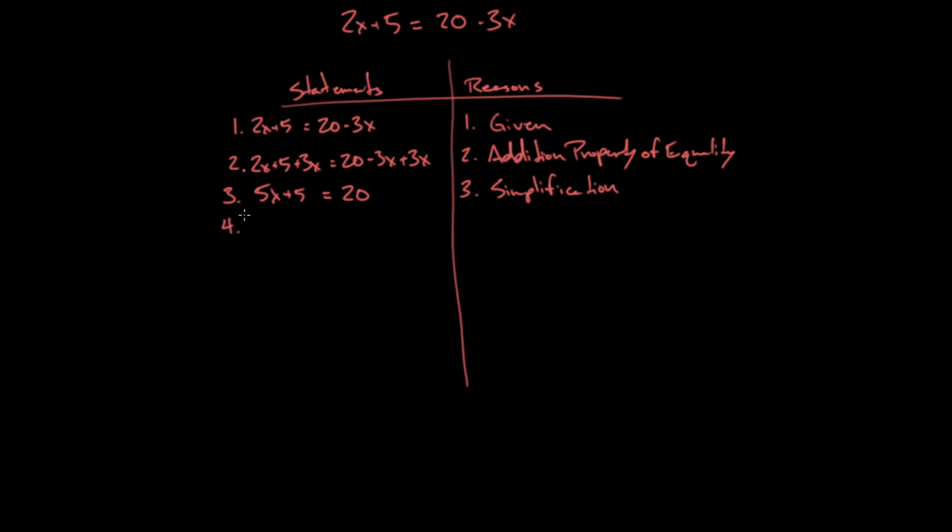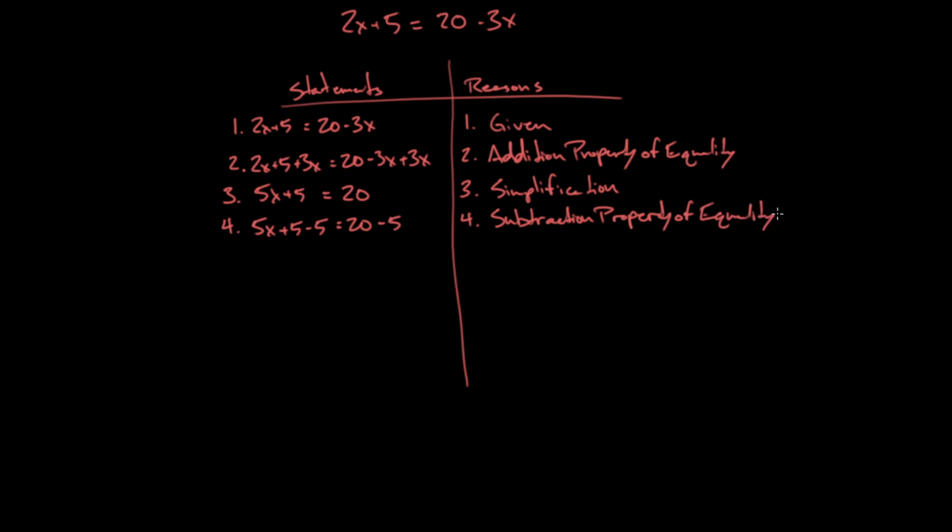Okay, next thing. So how do I want to solve? Well, now I need to get this 5 onto the other side. I need to get all my constants on my right side, so I'm going to subtract 5 from both sides. 5x plus 5 minus 5 equals 20 minus 5. I've subtracted 5 from both sides. And so what does that mean? My reason was, well, if I subtracted something from both sides, this is my subtraction property of equality.